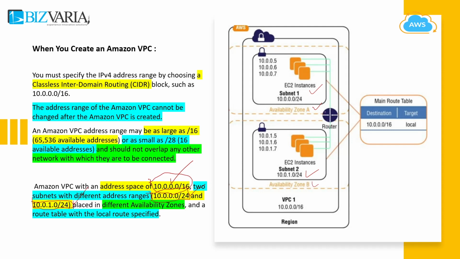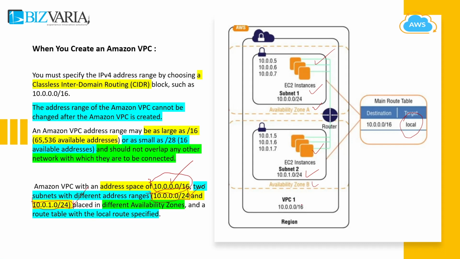And then they have a router, and in this subnet they have 3 instances, and they have 3 in this subnet, and they're talking through the routing table. And look at what the target is: local. So the communication between these two subnets and the instances within the subnets happens through local traffic. They are not leaving the VPC, the Amazon network. So that means the subnet is a private subnet.